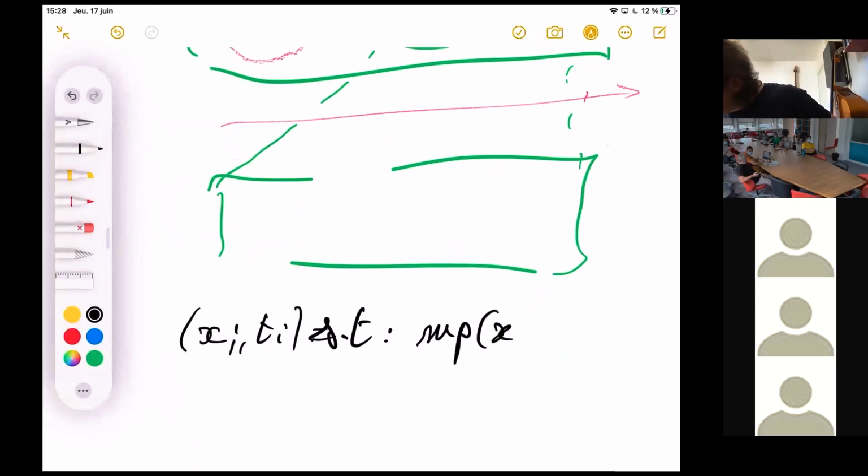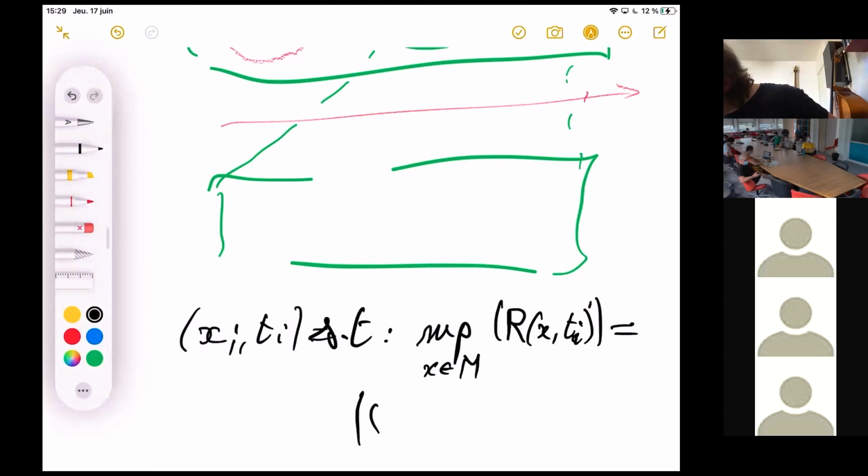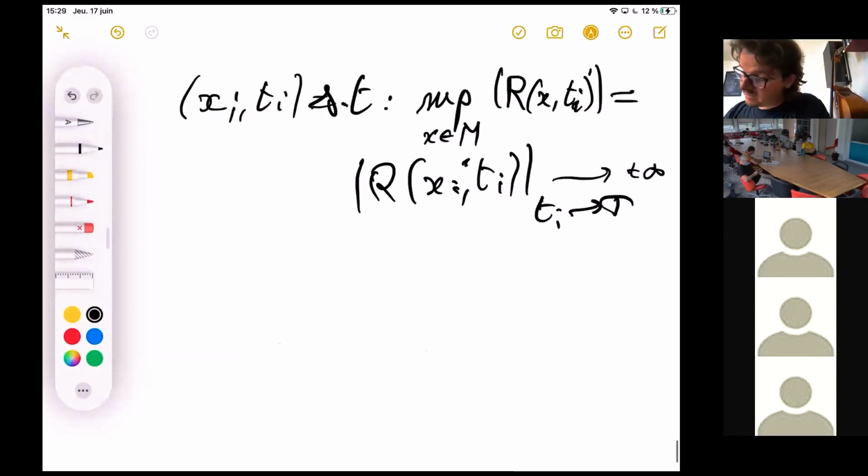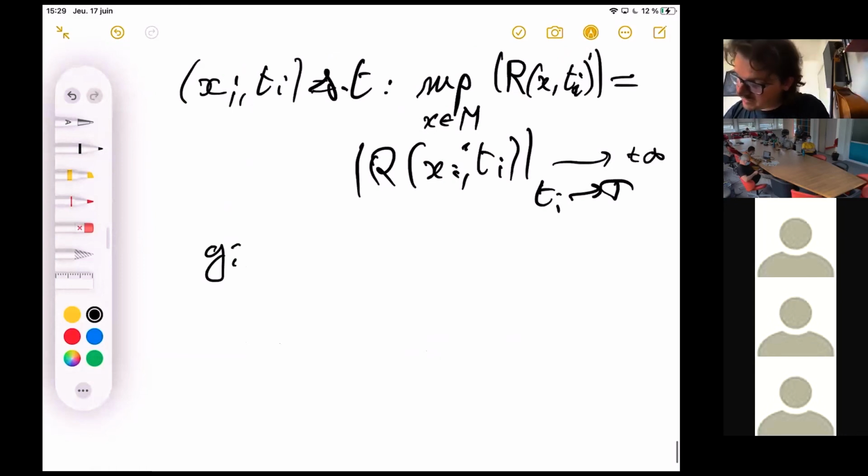Such that the sup of the norm at ti... So the supremum is equal to the norm at xi. And so we know that this is going to plus infinity, where ti is some sequence which is going to the singular time. Next, we define a sequence of Ricci flows.